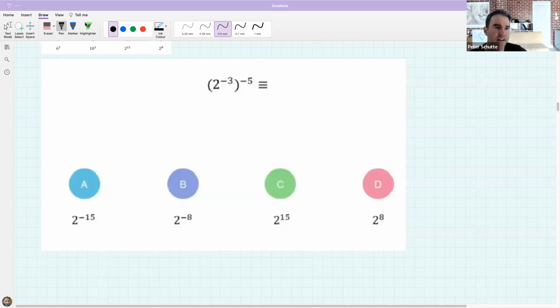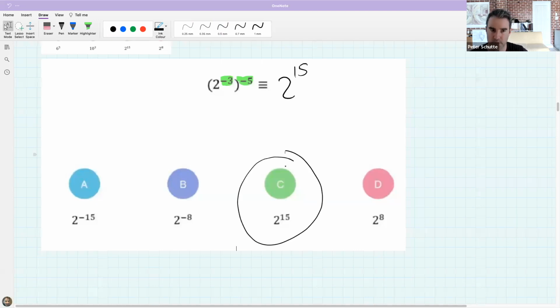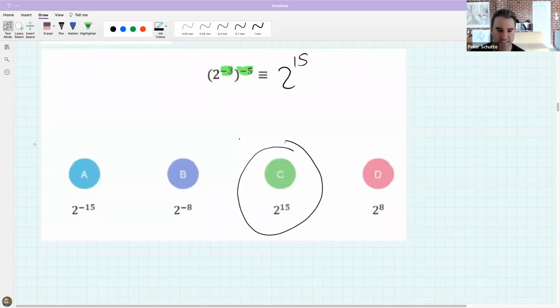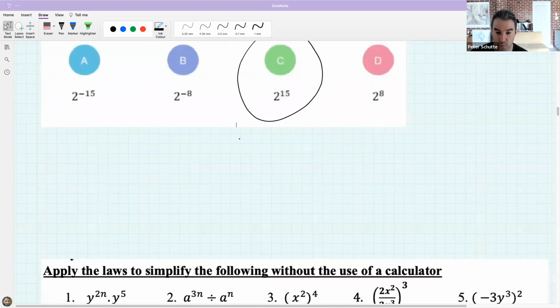So I think a lot of you have realized this is just a straight law 3, right? The two powers are multiplied, and negative times a negative is a positive. And so we get 2 to the power of 15, which is C. Perfect. Nice work, everyone. All right, I can see that the warm-up is done.